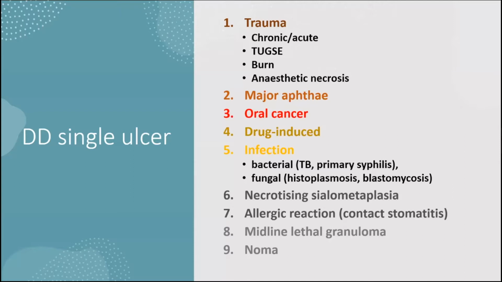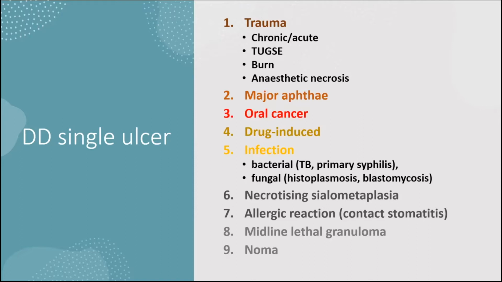Infections, bacterial infections like tuberculosis and primary syphilis. Primary syphilis looks very much like a major aphthae in the mouth. It heals spontaneously. TB is not that common in the UK, but syphilis is on the rise. And people with primary syphilis usually are unaware that they have contracted the disease. Because it heals spontaneously a few weeks later, they usually go about spreading the disease because they're still contagious, but they don't know that they have it, okay? And then the secondary syphilis develops.